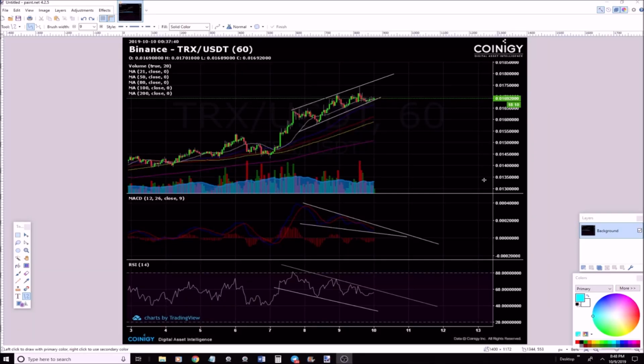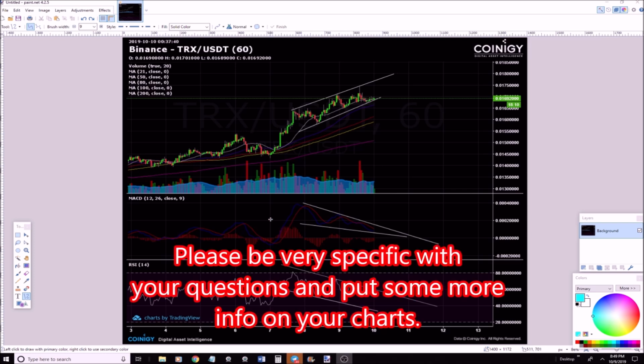Okay, I had somebody send me this and they said, hey, is this bearish divergence? Or they posted it. And there's a lot going on in this chart. What's going on here, right? There's way too many lines drawn. You have to be very specific when you're talking about these charts. Put some more information on it. Label it. Take some time with these charts.